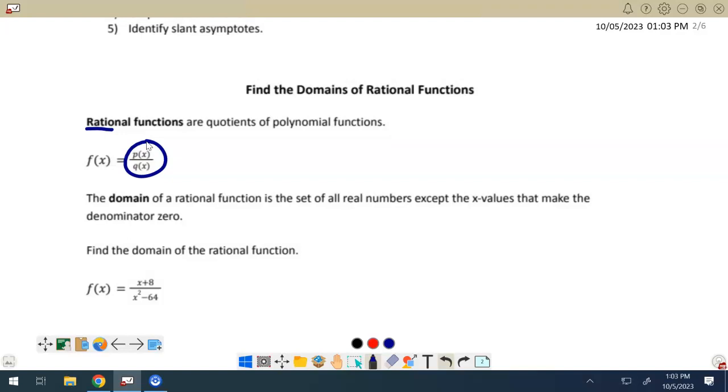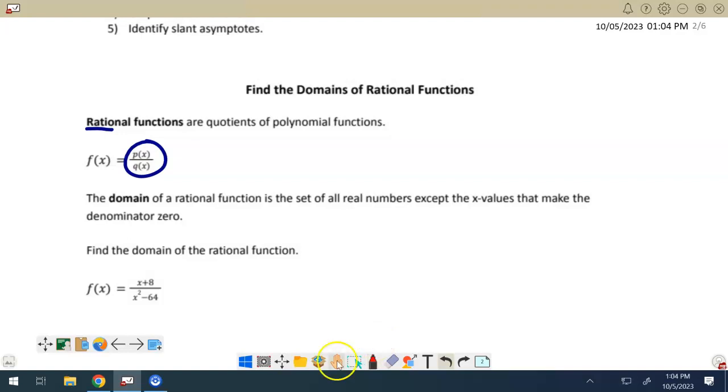The domain for a rational function is the set of all real numbers except the x values that make the denominator equal 0. So we're going to start with the assumption that the domain is all real numbers, and then we're going to selectively remove any numbers that would make me divide by 0, which is, again, something that we have done previously in chapter 1 with the rational equations that we looked at back then.